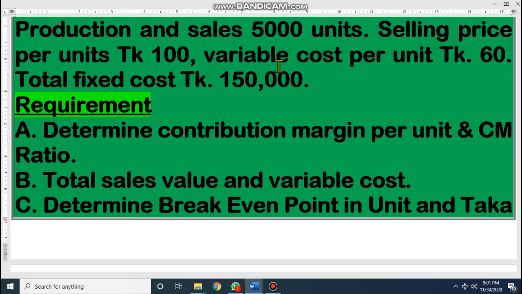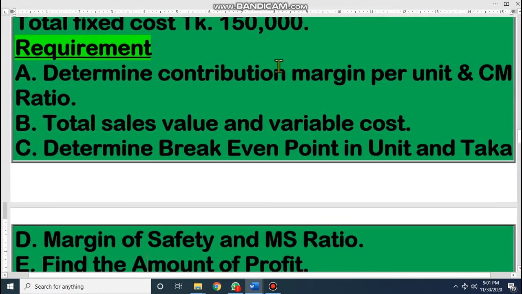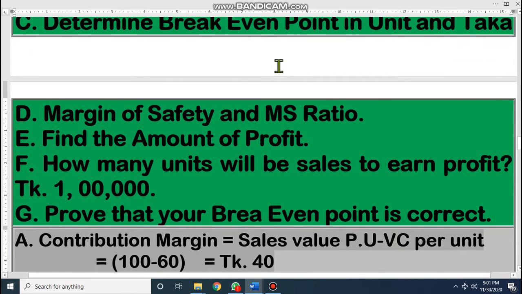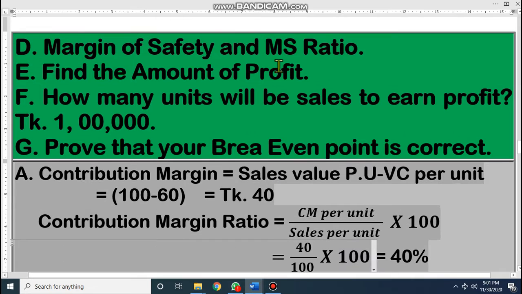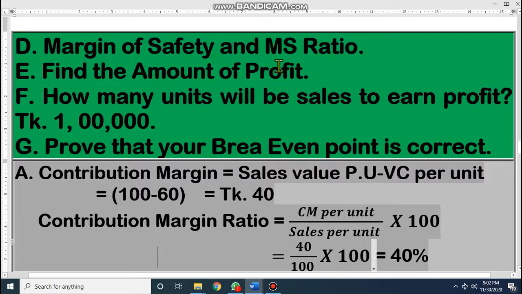We have to determine CM, contribution margin per unit, CM ratio. We have to find the value of sales, variable cost, break-even point in unit and taka. We have to determine margin of safety ratio, amount of profit, and how many units will be sold to earn profit taka 1 lakh, or prove the break-even point incorrect. Okay, dear student, let's come to our math.